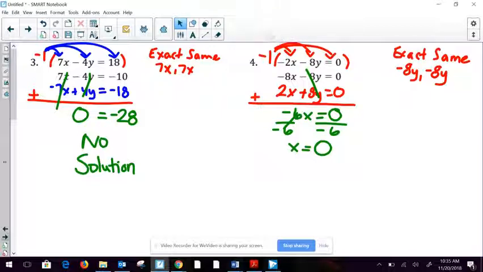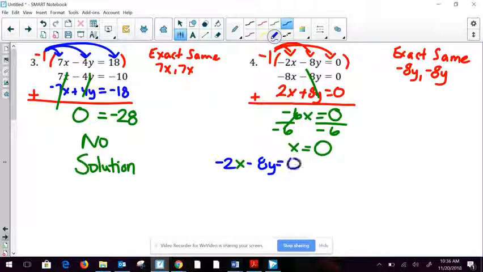Now that I have that part, I need to go back to an original equation to substitute it back in. In this situation, it doesn't really matter which one, so I'm going to use my top original equation. So instead of saying -2x minus 8y is equal to 0, I'm going to say -2 times what x is, which is 0, minus 8y equals 0. Well, -2 times 0 is 0. So I just have -8y is equal to 0.